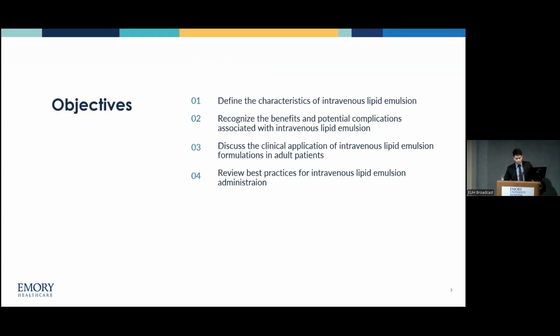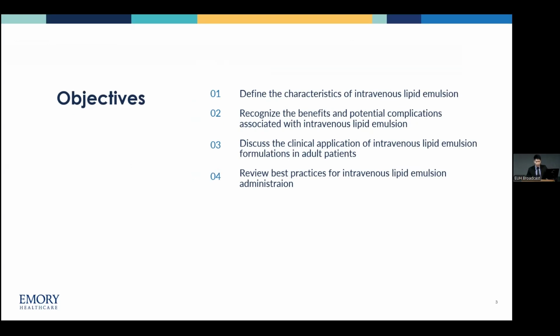The objective for today's presentation will be defining characteristics of intravenous lipid emulsions, which I will refer to as ILE for the rest of this presentation, recognize the benefit, potential complications, and clinical application of intravenous lipid emulsions, and lastly, we will review the best practice for ILE administration.